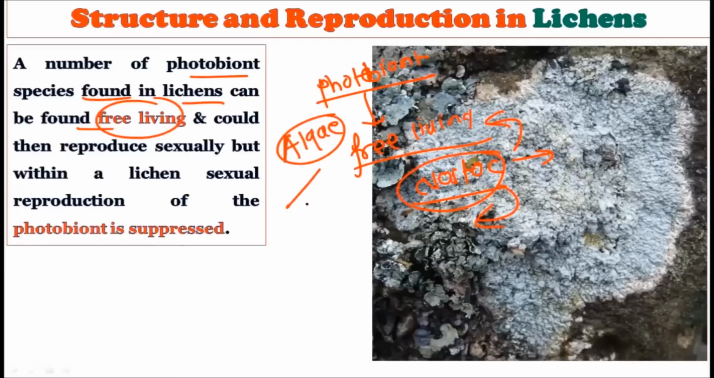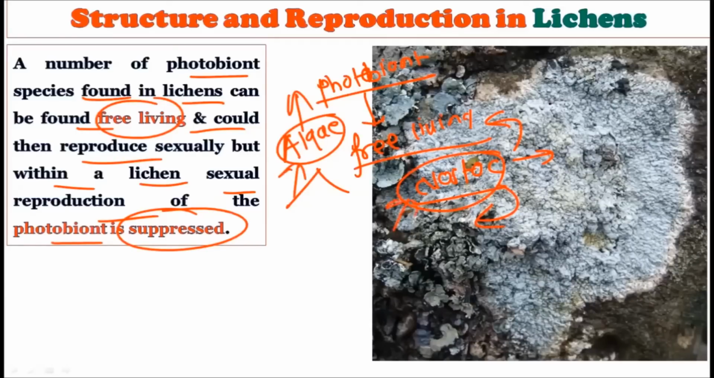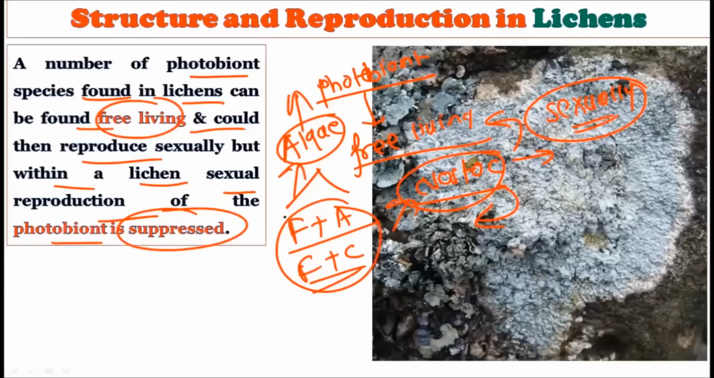Similar is the case for the other algae as well. The majority of the Chlorophyceae members forming the lichen are also free living algae. So they could reproduce sexually, but within the lichens, the sexual reproduction of the photobiont is suppressed. Whenever these algae or cyanobacteria are free living, not in combination with the fungi to form the lichen, they can reproduce sexually freely. But whenever they are in symbiotic association with the fungi to form the lichen, their sexual way of reproduction is suppressed. So the photobiont is not reproducing sexually in the lichens.